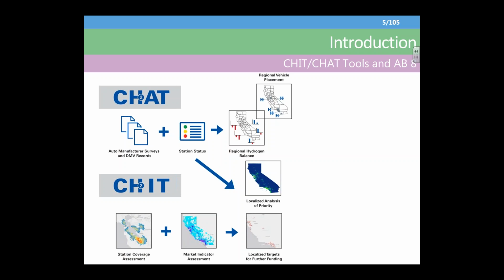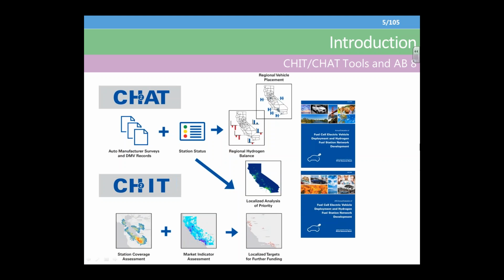We developed that first in support of our 2014 June AB8 report, and that tool relies mostly on the surveys that we distribute to the OEMs annually. And we developed essentially it as a database tool to be able to track the responses to that and then perform some calculations to determine what that means for the future on-the-road vehicle population in terms of fuel cell vehicles.